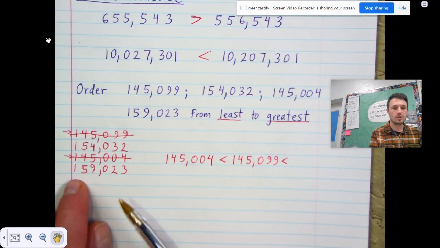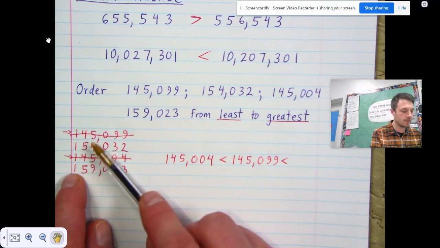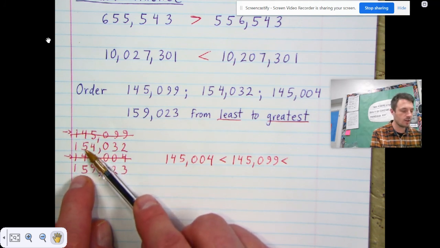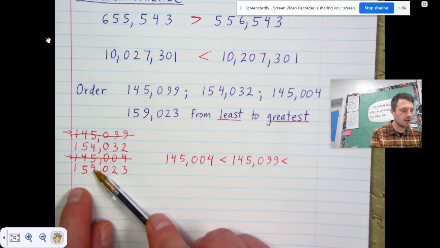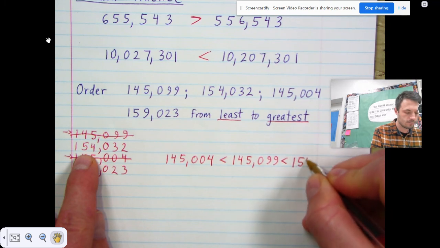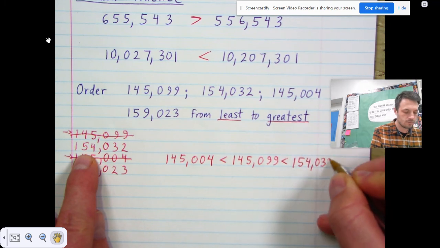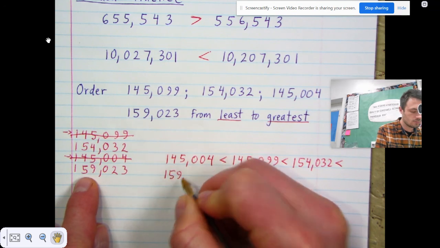Now I have two numbers left to compare. They both have a 1 in the 100,000s place. They both have a 5 in the 10,000s place. This one has a 4 in the 1,000s place, whereas this one has a 9. So I know this one's smaller. Is less than.